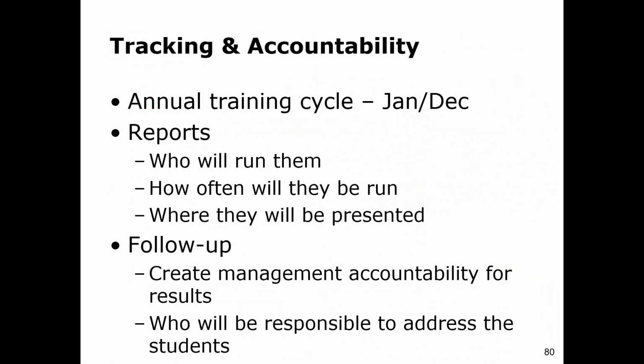In terms of the technical piece of tracking, we do work in a one-year cycle. So if you've been with us for more than a year, you know that by December 31st, that's when we close our annual cycle.